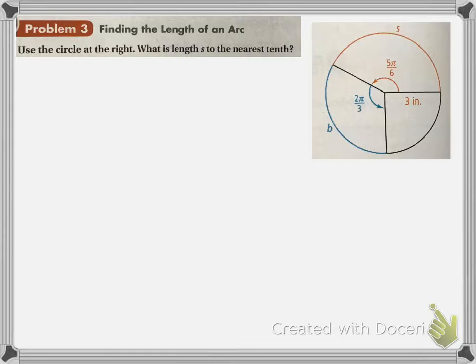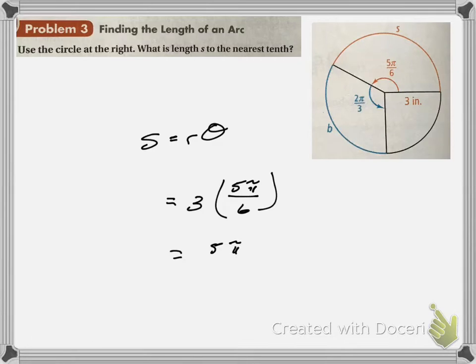So if we're looking at this, remember, S equals R times theta. So if we're looking at here, well, what is my radius? My radius is 3 times my theta in this case, which is 5 pi over 6. Go ahead and multiply through. You could just reduce. It's just 5 pi over 2. Okay. So again, they want it to the nearest tenth. So go ahead and use your calculator. 5 times pi divided by 2, which gives me about 7.9.